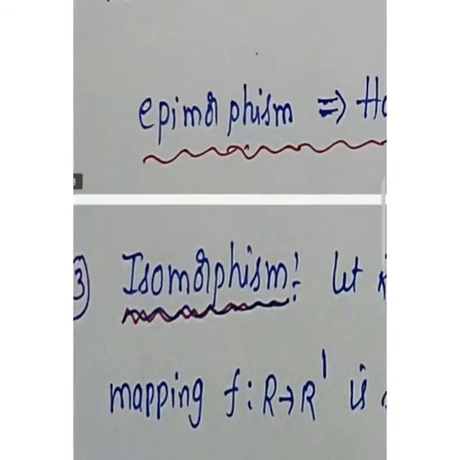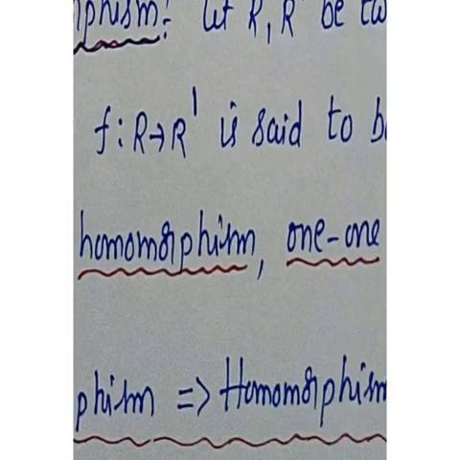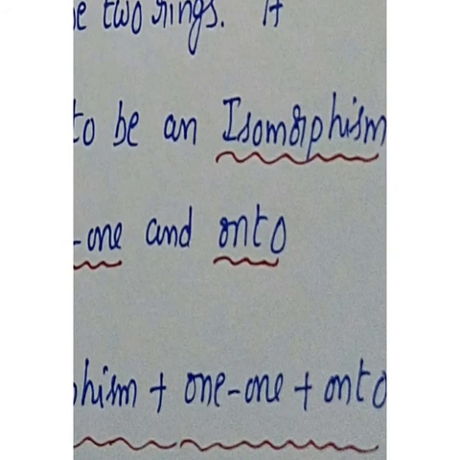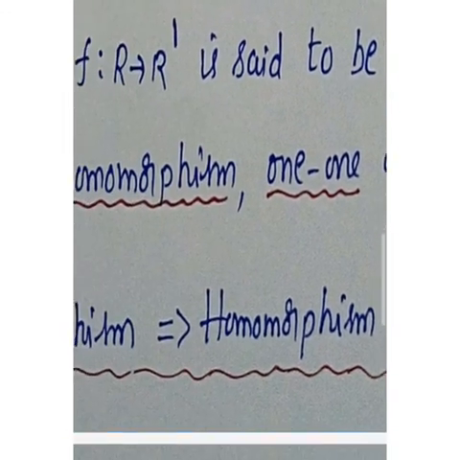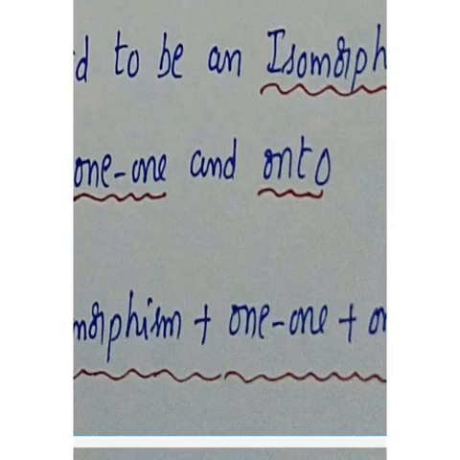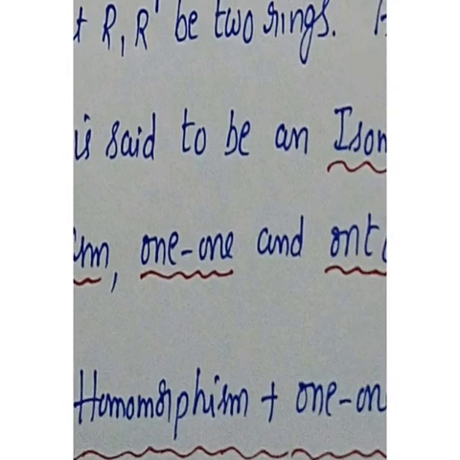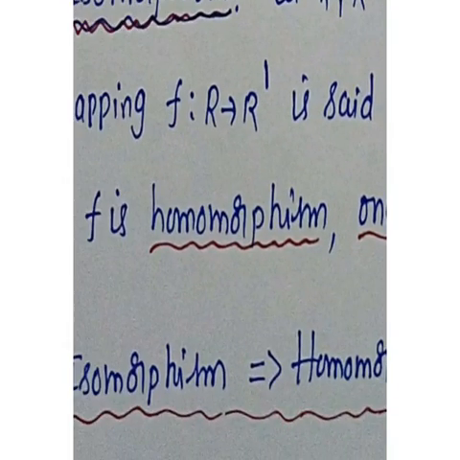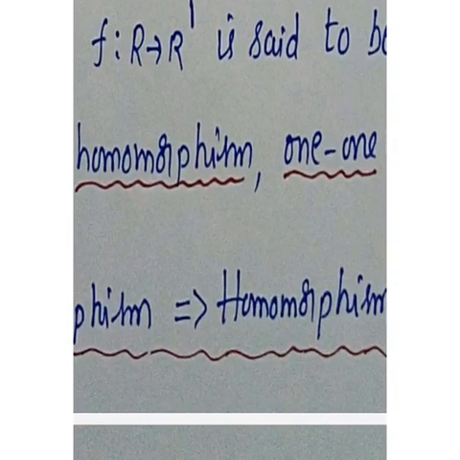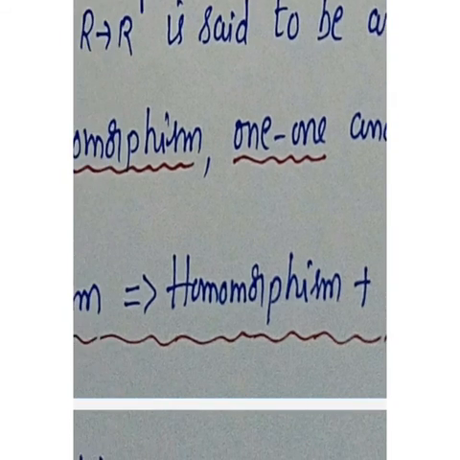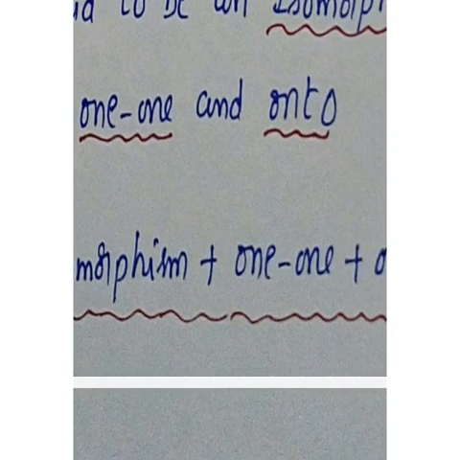Then the third one is isomorphism. So what is isomorphism? Isomorphism is nothing but homomorphism plus one-one plus onto, or homomorphism plus bijection. So what is the definition of isomorphism? Let R, R' be two rings. A mapping f: R → R' is said to be isomorphism if f is a homomorphism, one-one and onto, then it is called isomorphism. So isomorphism is nothing but homomorphism plus one-one and onto.